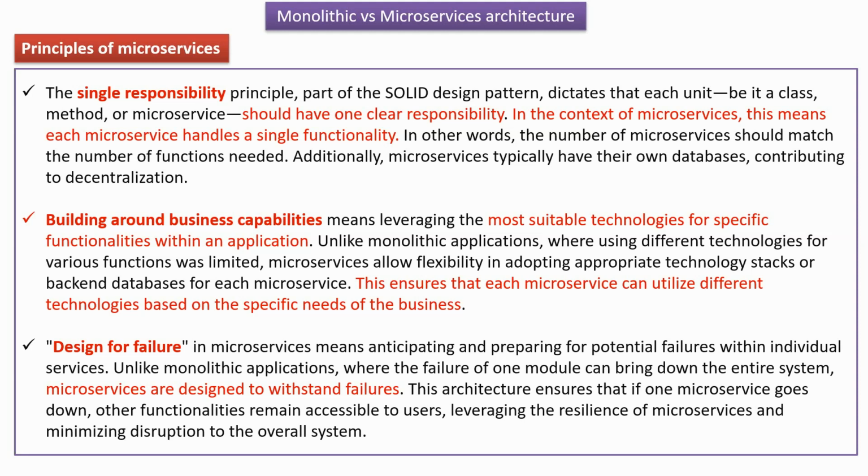The third principle is design for failure. Design for failure in microservices means anticipating and preparing for potential failures within individual services. Unlike monolithic applications, where the failure of one module can bring down the entire system, microservices are designed to withstand failures. This architecture ensures that if one microservice goes down, other functionalities remain accessible to the users, leveraging the resilience of microservices and minimizing disruption to the overall system.